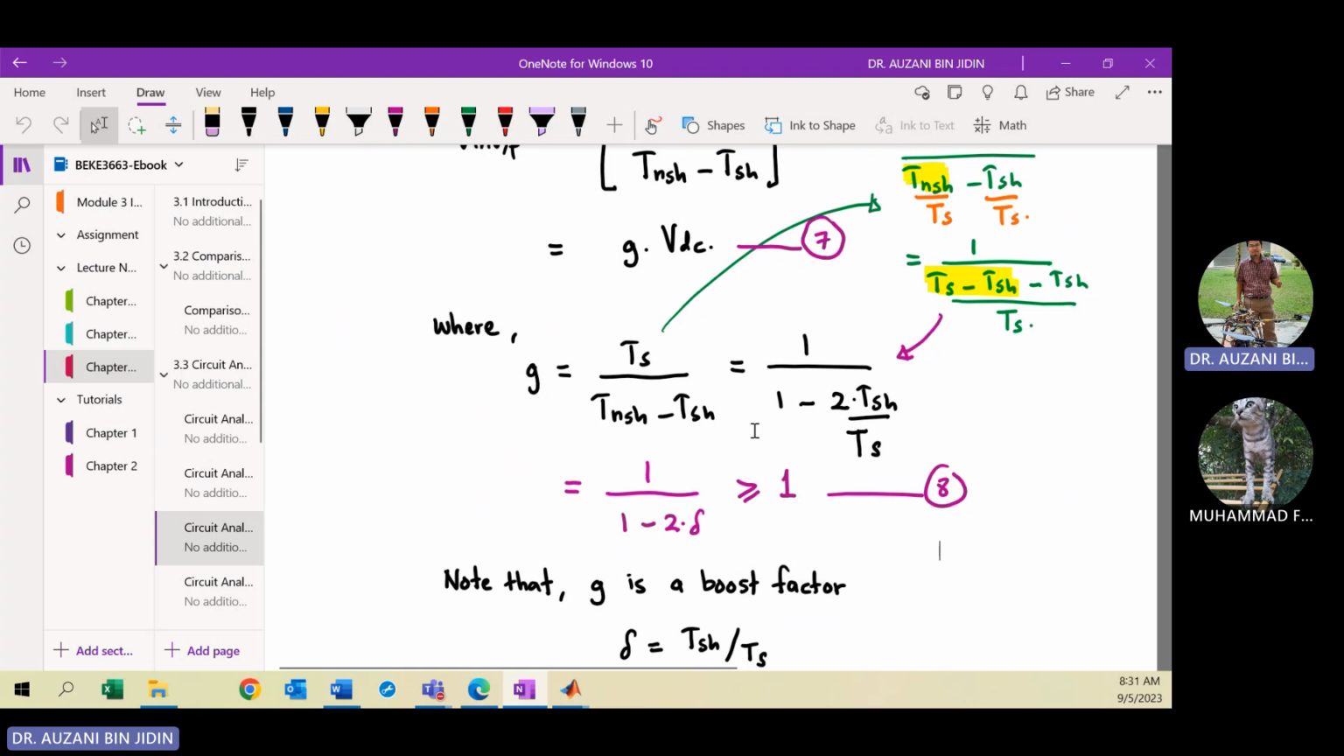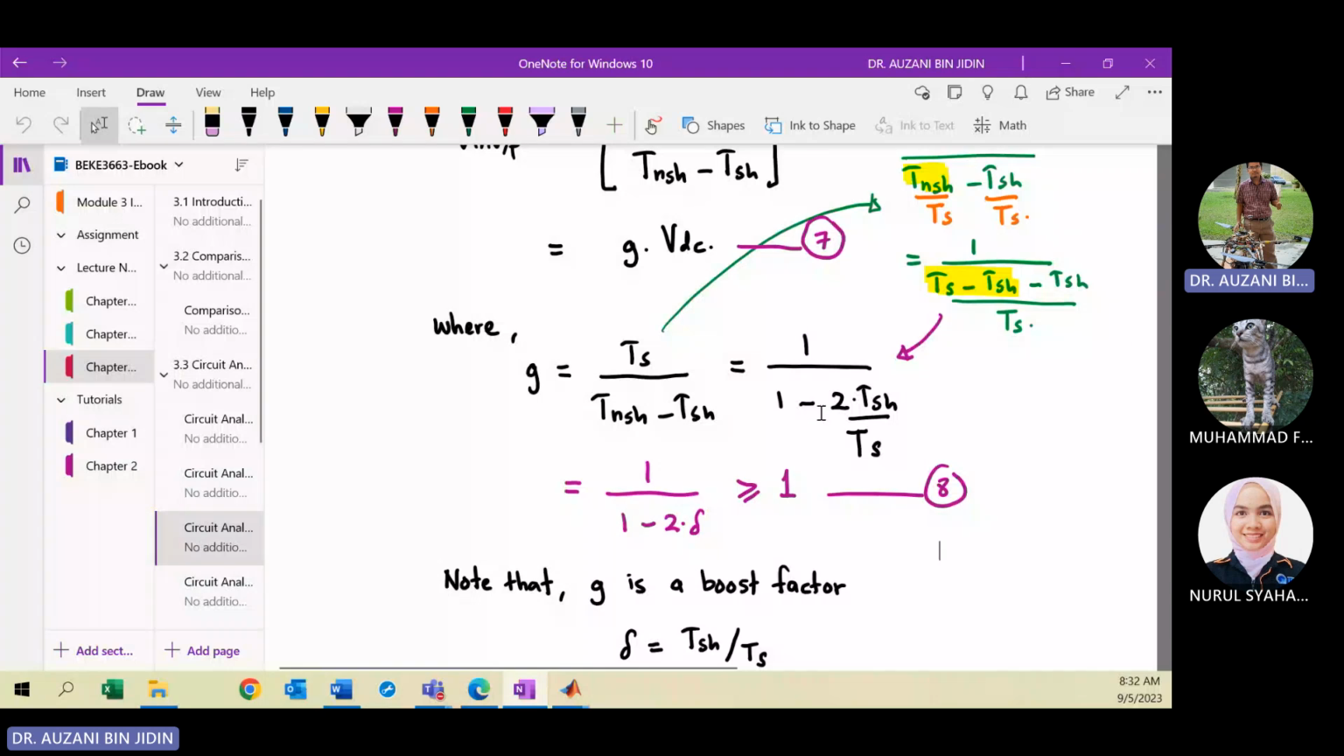In this case, we can prove that the value of G is always larger than 1, and it cannot be less than 1, because of this ratio, TSH divided by TS. It means your shoot through period should be smaller than the sampling period, TS, right? So this term should be less than 1. Then you subtract it from 1, so the denominator of the fraction will be less than 1. So G should be larger than 1. This is how we prove that the G value cannot be less than 1. It is always larger than 1. So this is the boost factor, G.